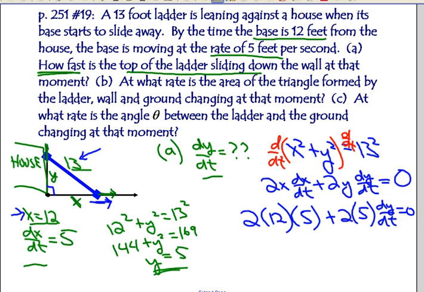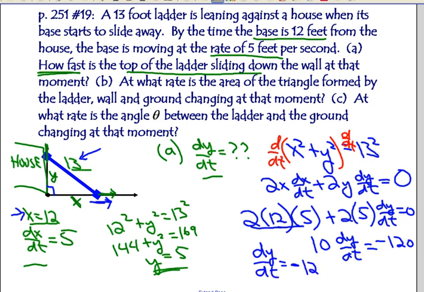If you want, you can immediately cross out the 2's and the 5's, or we can just multiply it out. And so this is 24. 24 times 5 is 120. So on the left side, I've got 10 dy/dt. I'll take the 120 to the right side. I get negative 120. Divide by 10, and I get dy/dt equals negative 12. And it's y, so I know my units are feet. And I believe it was feet per second.